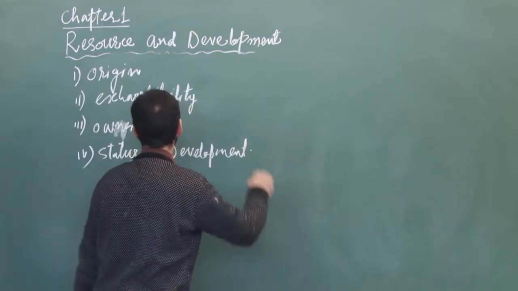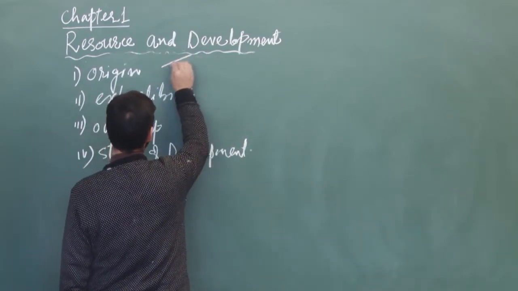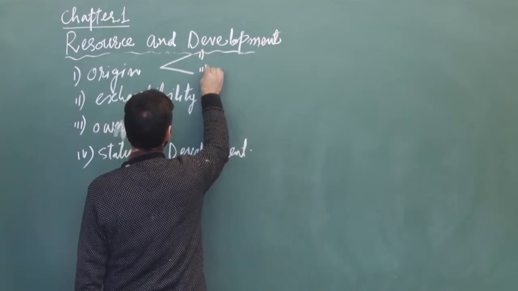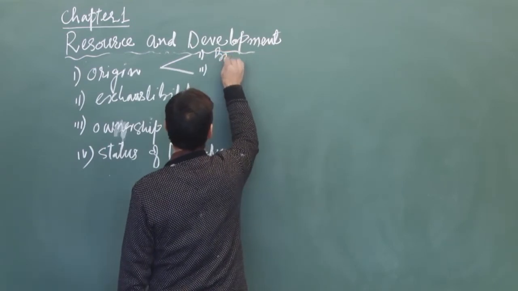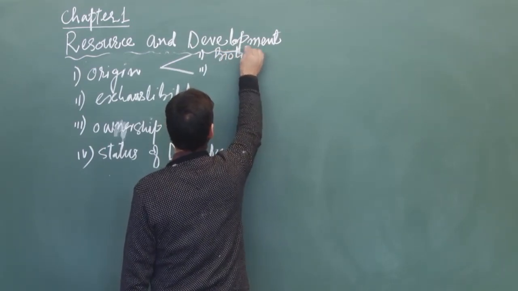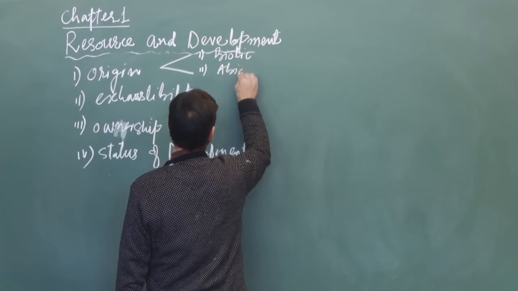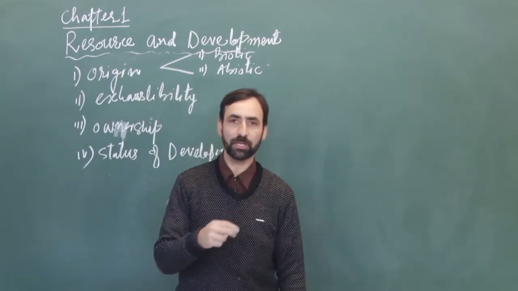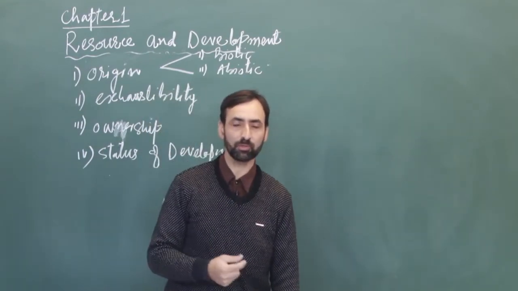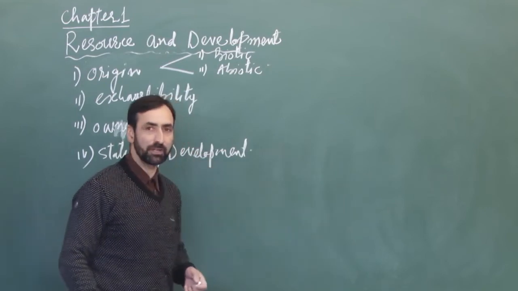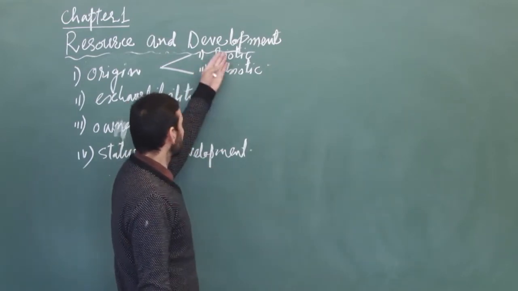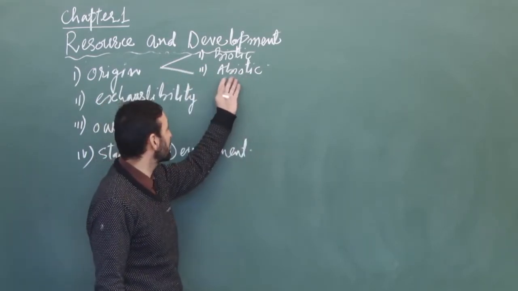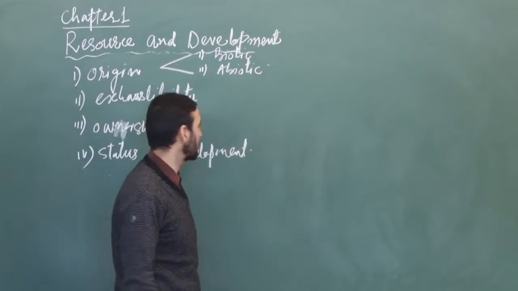Now once again, on the basis of origin, resources are classified into 2 types: biotic and abiotic. In outline classification, these were 2 subtypes of natural resources. Biotic resources are derived from living organisms. Abiotic resources are natural resources which are derived from non-living things.